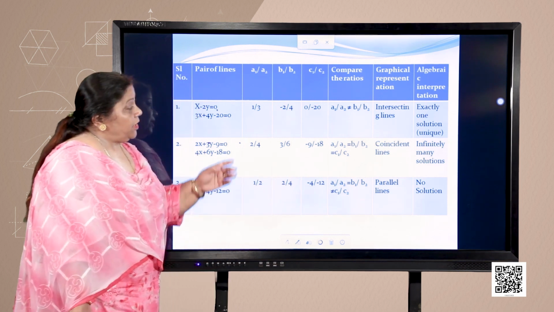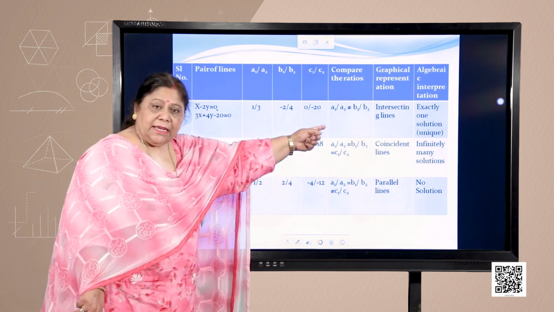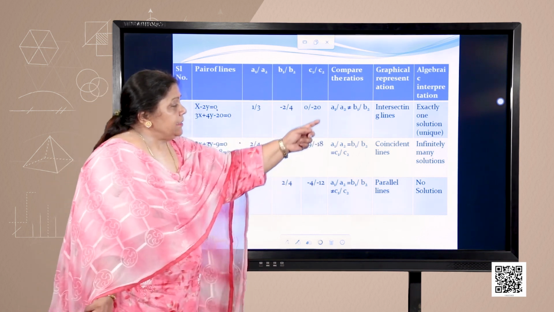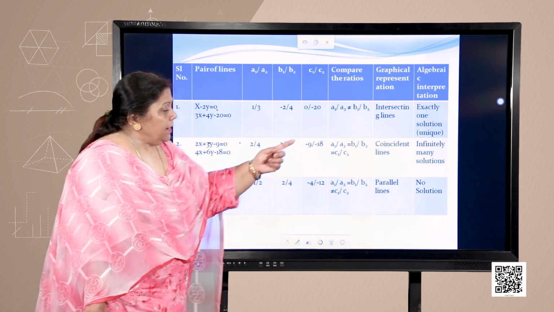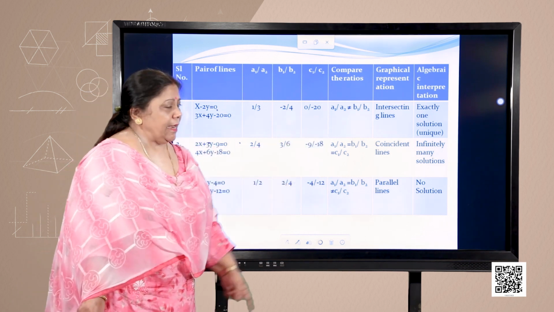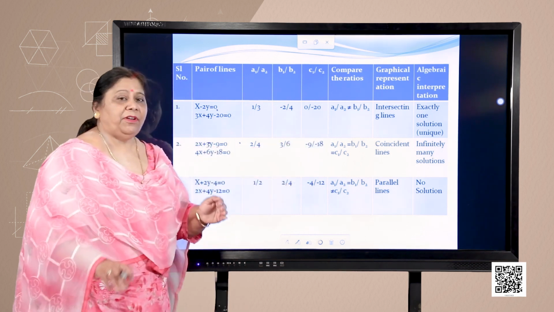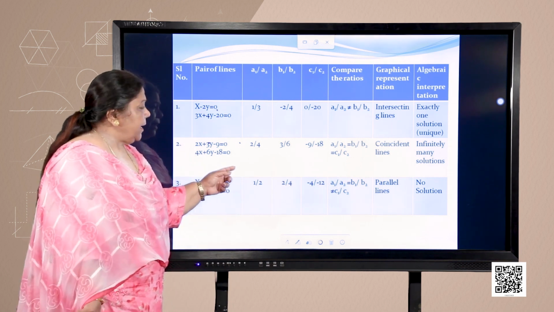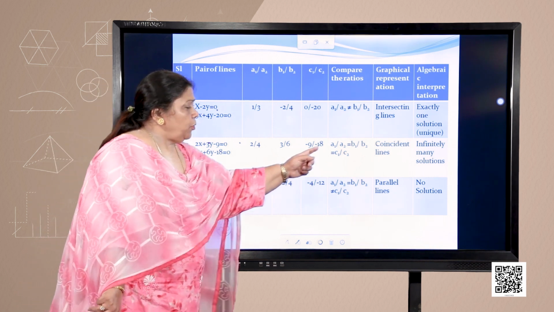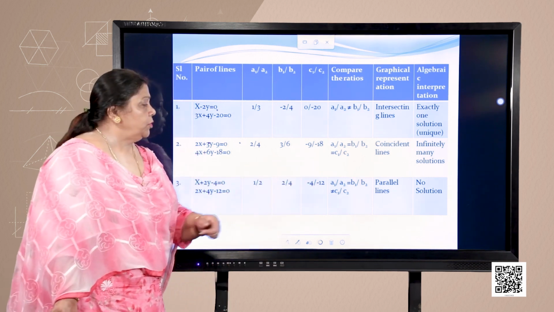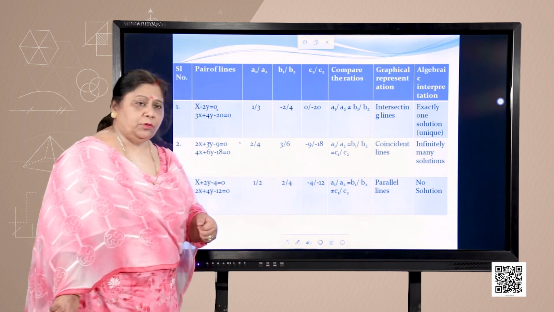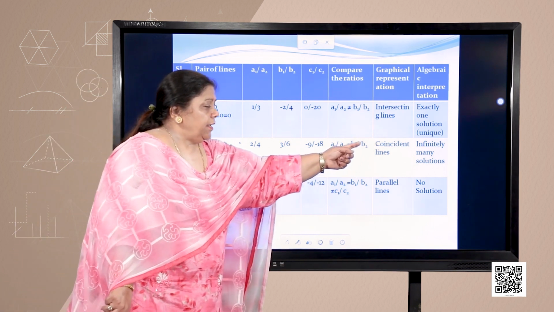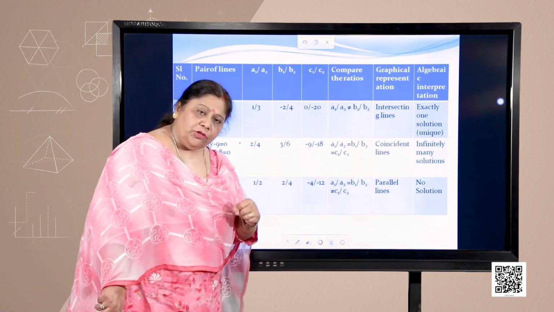And when we compare the ratios, you will find in the first case a1 upon a2 is not equal to b1 upon b2 and the lines are intersecting and we get exactly one solution in that case, so we say that the pair of equations has a unique solution. In the second case, we find that a1 upon a2 is equal to b1 upon b2 is equal to c1 upon c2 and we have coincident lines and that shows it has infinitely many solutions.